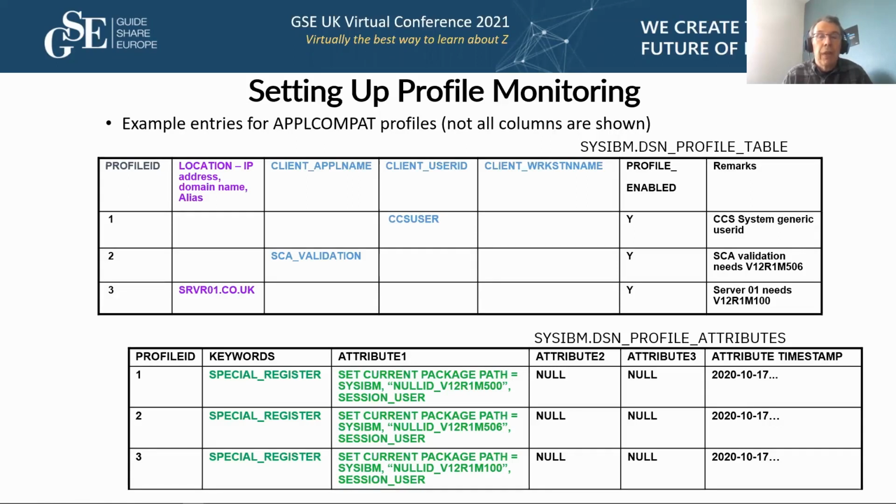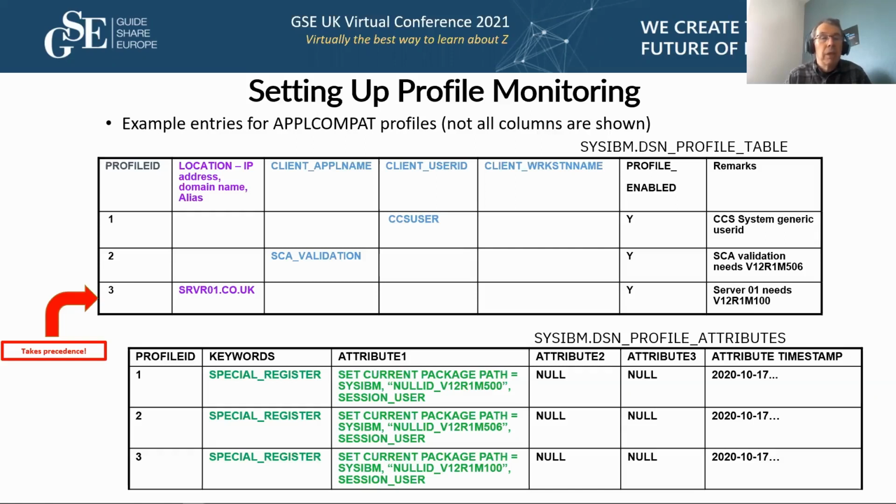You'll notice that attribute 2 and attribute 3 remain null. They should remain null if you're doing this. So just watch out if you're doing this, right? In this case, if you specified the domain name, that will take precedence.